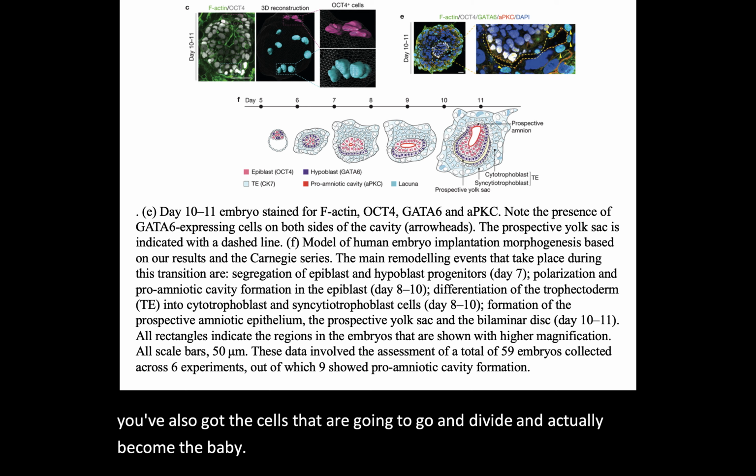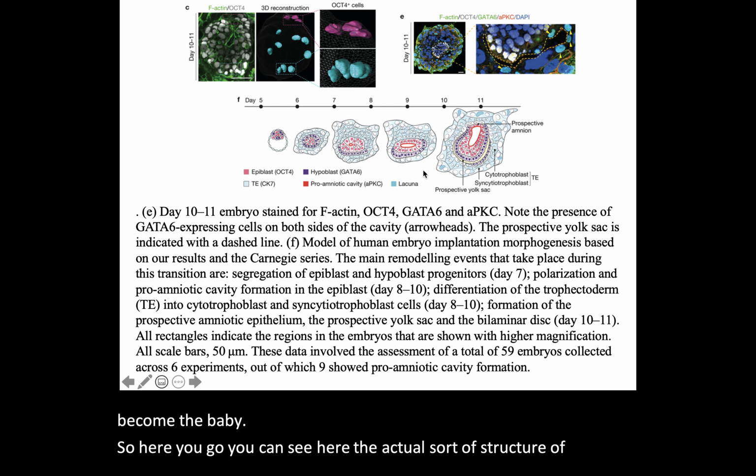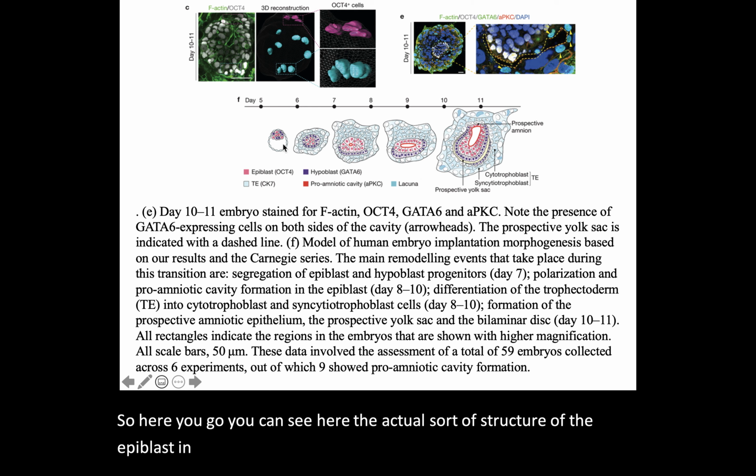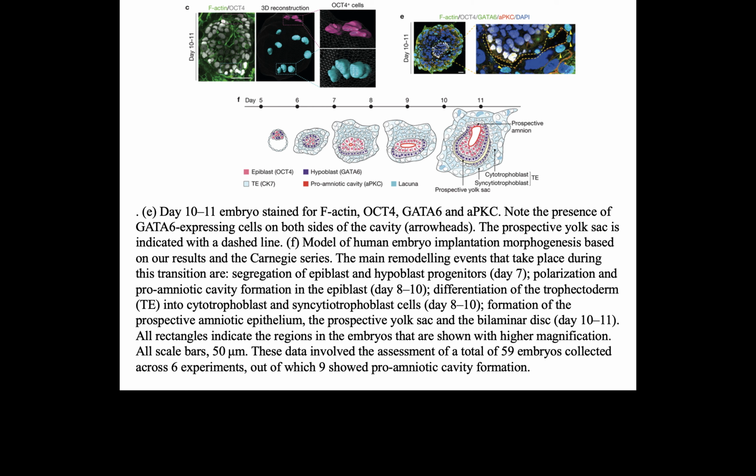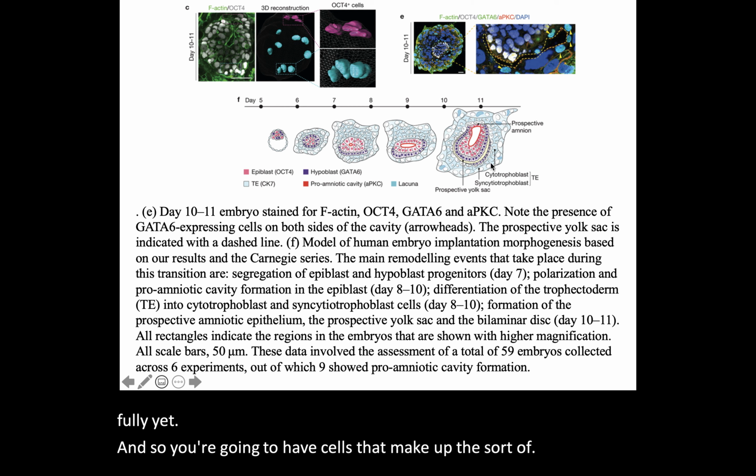So here you go. You can see here the actual sort of structure of the epiblast in these cells. And yeah, so let's see. We start out down here with the cells that are expressing either GATA6 or OCT4, so they're going to be the little pink cells. And these are the ones that are going to eventually become the epiblast, but they haven't organized yet. They haven't committed fully yet. And so you're going to have cells that make up the sort of sac around the embryo. And the embryo is actually going to hatch out of this and then implant itself in the mother because it needs to get more food.